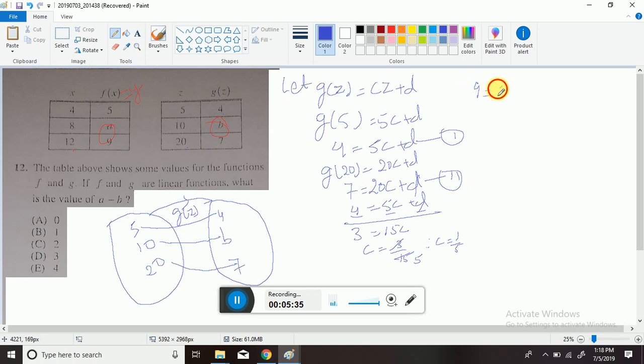4 equals 5 into 1 by 5 plus D. That 5 cancels. So 4 minus 1 equals D. That is D equals 3. Then what is our function? Then G(Z) equals, that is C x, means C value is 1 by 5 x plus 3.